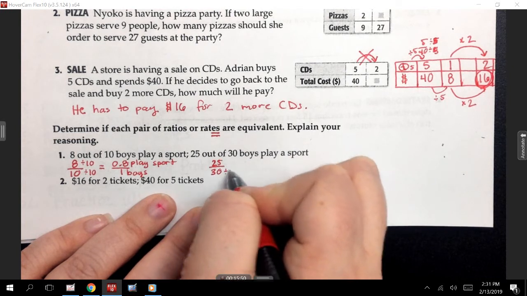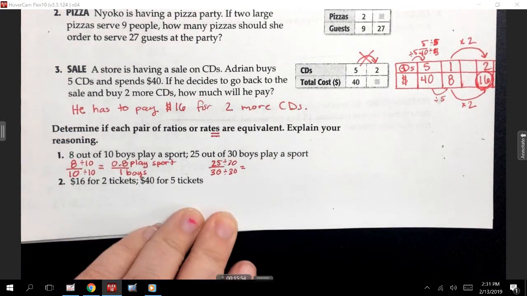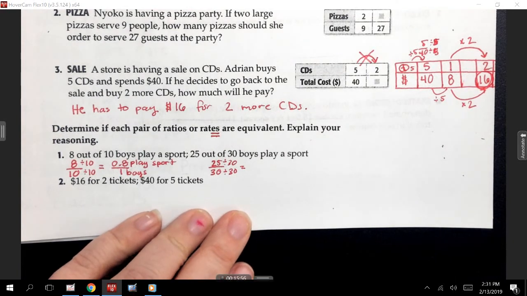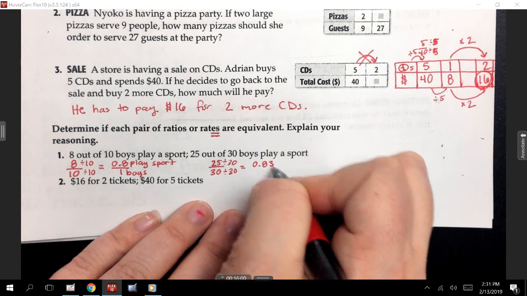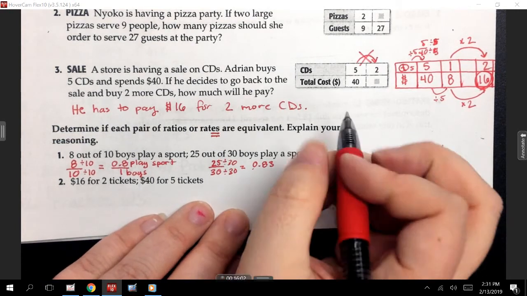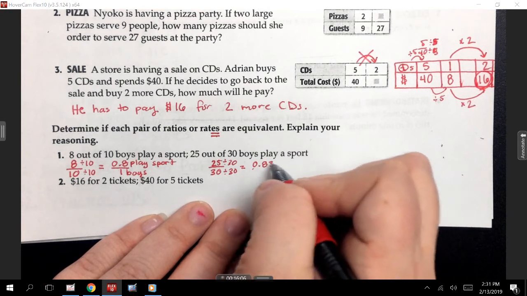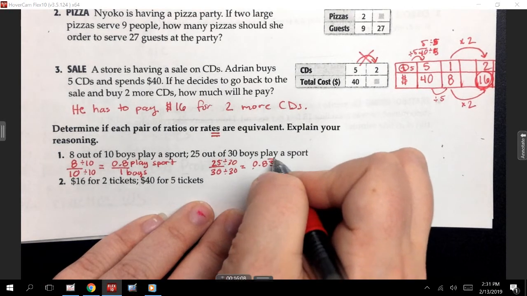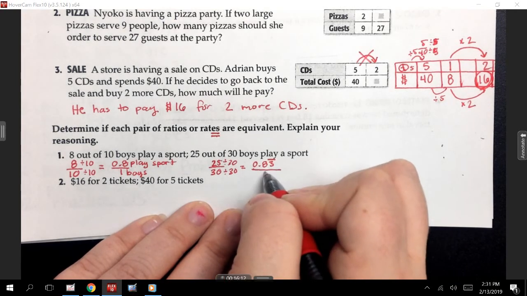25 over 30. And yes, Joelle, we're going to divide by 30. Excellent. All right, what does that give me when I do that one, Ryan? 0.8333333. So how am I going to write that? 0.8 with a repeated 3, which means we just put a line over it, over 1.